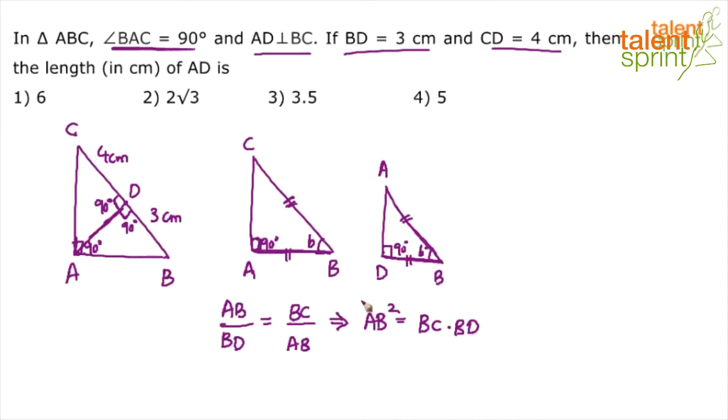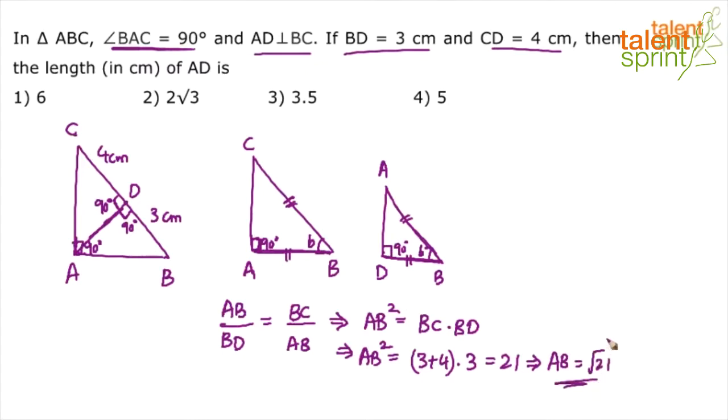In fact, this shortcut, basically the theorem, was discussed in our video on triangles. So you can refer to that. So what do we get? AB square equals BC. How much is BC? BC is 3 plus 4, 7, into what is BD? BD is equal to 3. So 21. Or from this we can say AB is equal to root 21.